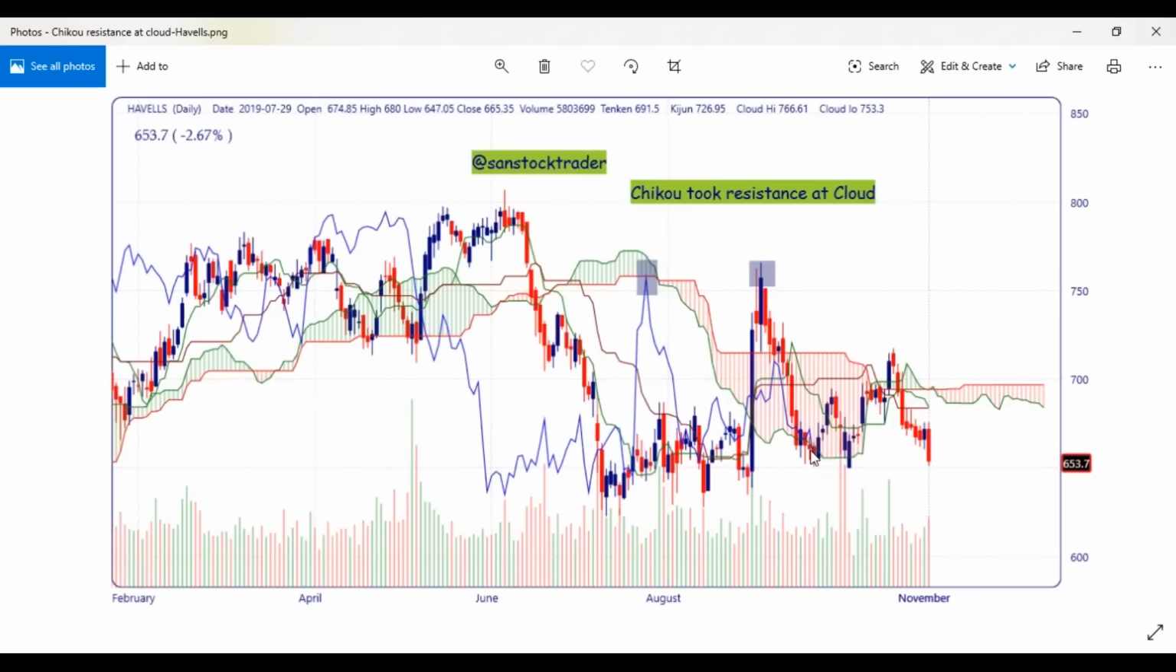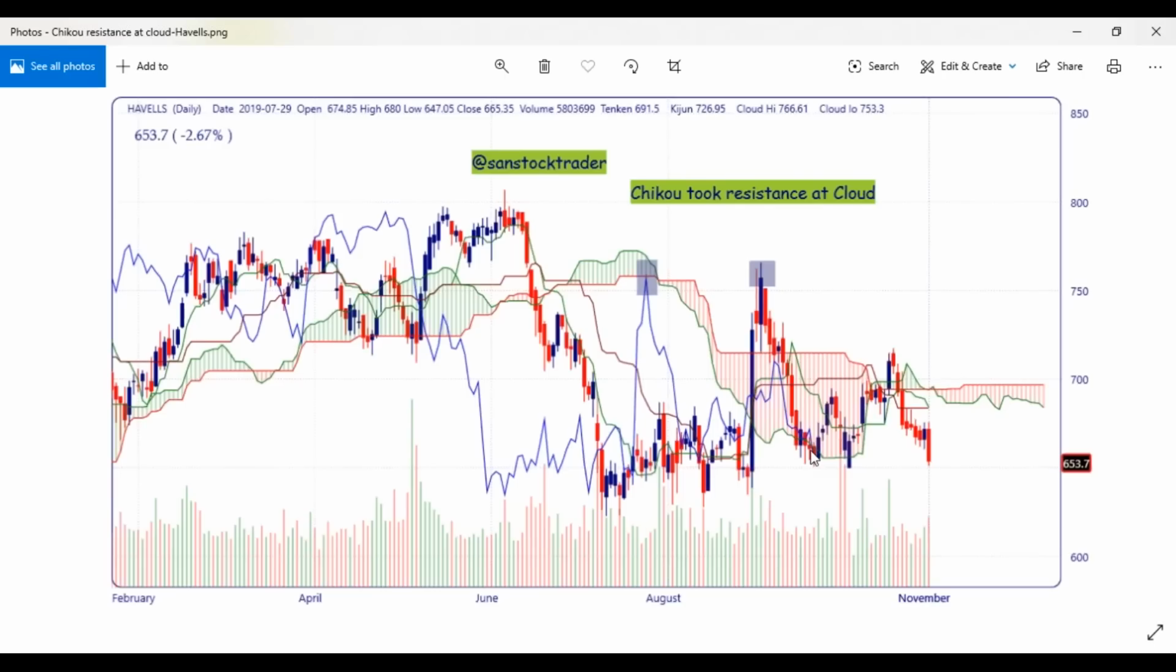So you get an idea about past resistance and support. You get an idea about the current support and resistance based on the cloud, the Tenkan-sen and Kijun-sen. You get future support and resistance based on the future cloud, upper cloud and lower cloud. Isn't it fantastic? And that's the reason I like it.